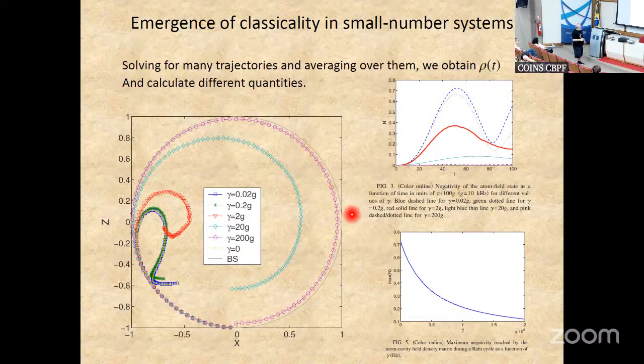And here, again, what I'm plotting is the negativity of the atom-field state, which means the entanglement between them. And you see that in the good cavity regime, they get highly entangled. In the bad cavity regime, they barely get entangled at all. Okay, so the atom is not getting entangled with the cavity.